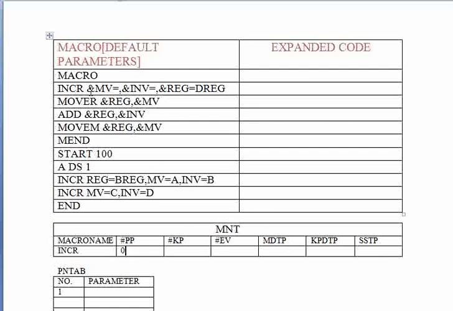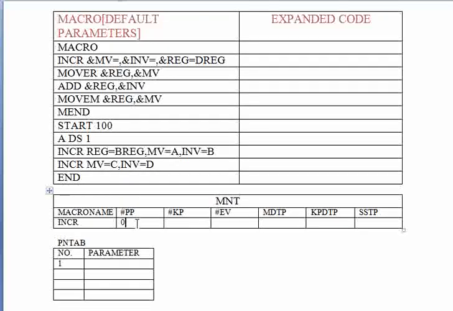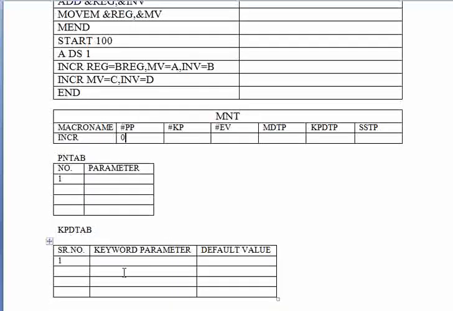Now if you look at this prototype statement, the first parameter is a keyword parameter because of this equal to sign. So an entry has to be made in two places. The first will be in the keyword parameter table, where we write the parameter name &MV. There is no default value associated with MV, so it is left blank. The pointer is incremented by 1. An entry is also made in the parameter name table.